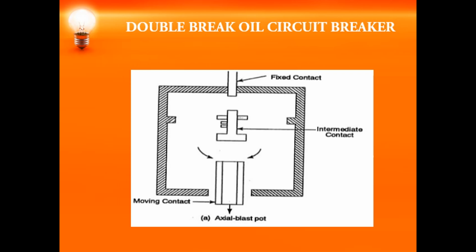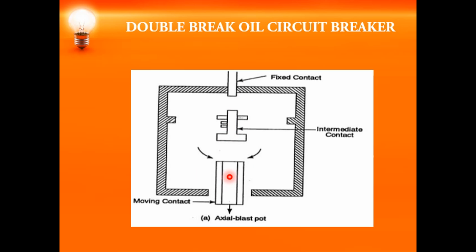Next is the double break oil circuit breaker. As the name tells, you have two breaks here. That means two arcs are formed. So you need to have three contacts. You have a third contact which is called an intermediate contact here. So you have the fixed contact, the moving contact and the intermediate contact. Initially all these contacts will be closed.